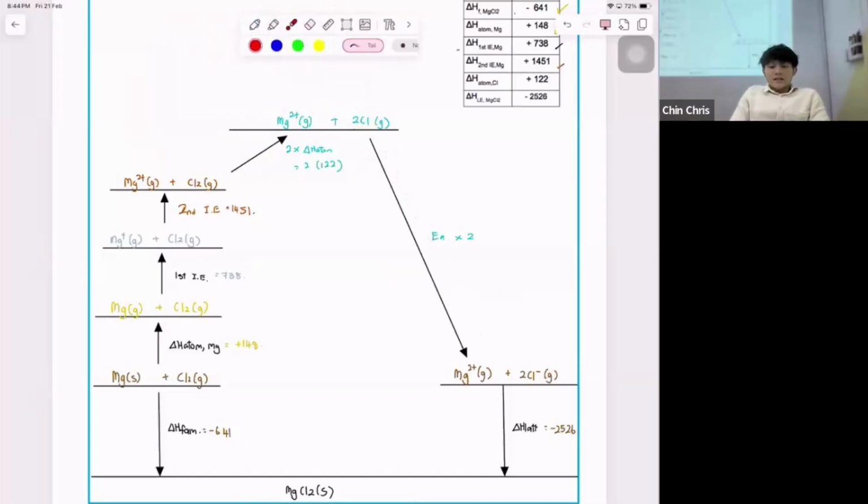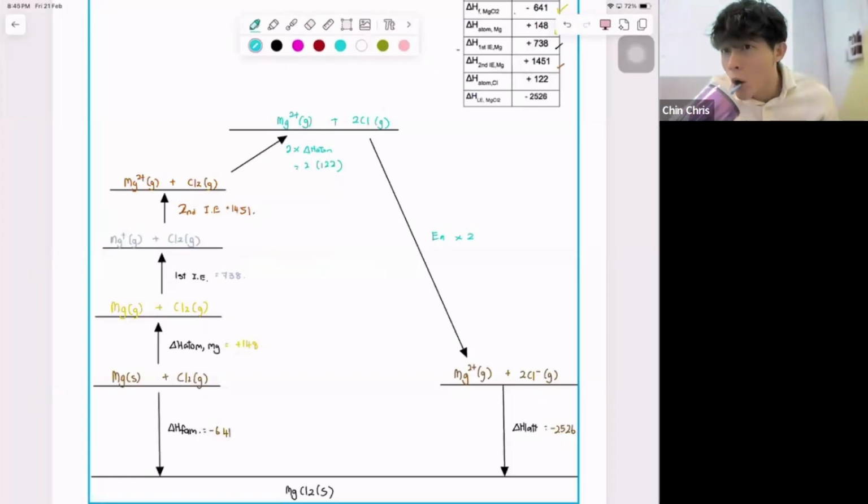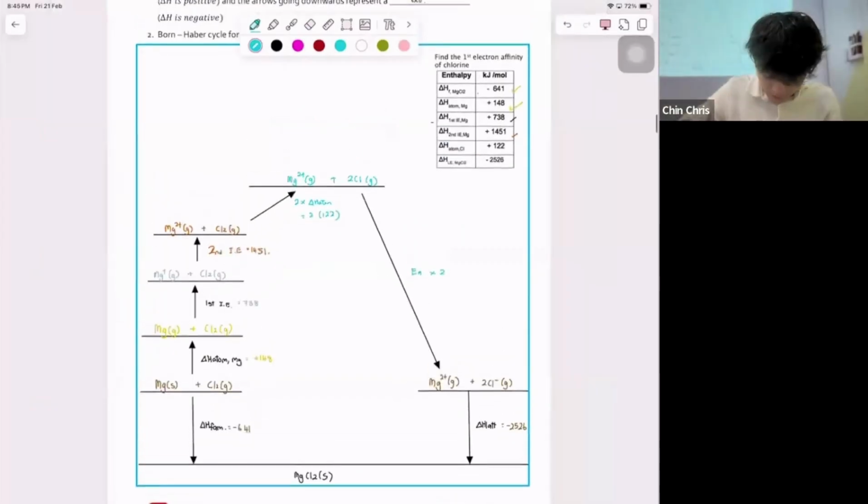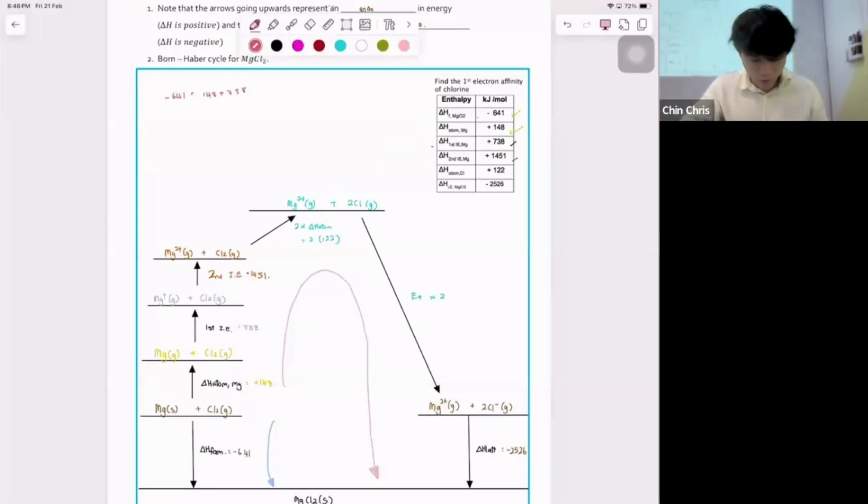Okay, guys, after labeling all the values, please find out what is my value for EA now. Negative 348. Well done. Then 64148 plus 738 plus 1451.